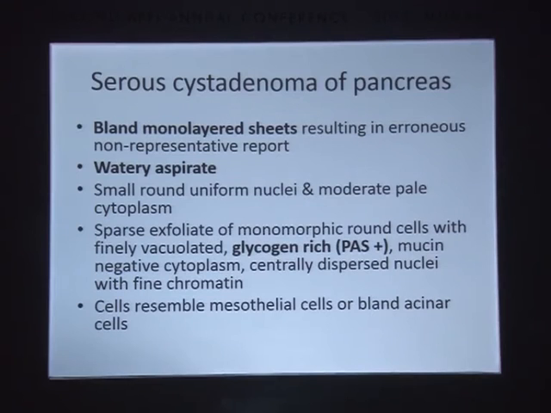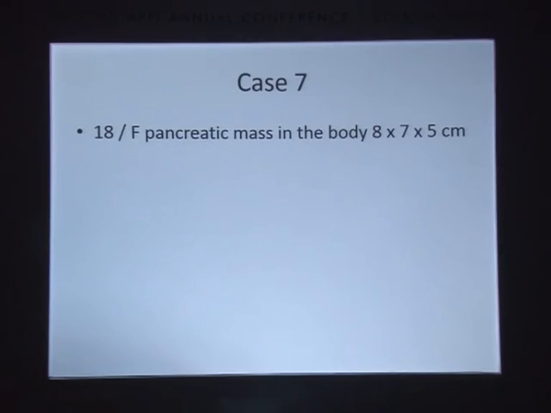So if one can do PAS staining, I think we should reserve some of the smears for PAS staining, and we can demonstrate that glycogen rich material in the cytoplasm. And these exfoliate as monomorphic round cells with finely vacuolated cytoplasm, and it is mucin negative. They may resemble mesothelial cells or bland acinar cells on cytology, but of course radiology is of great help in that case.